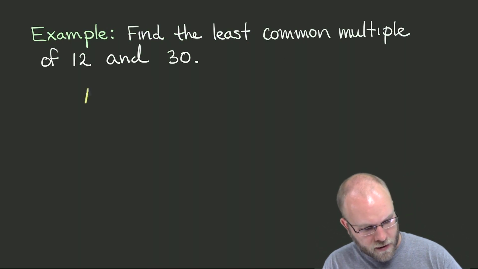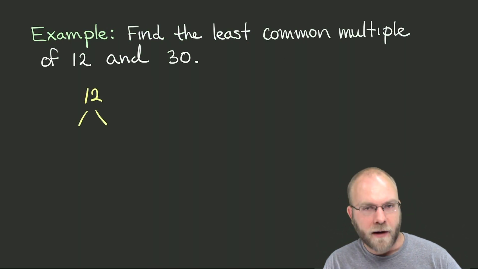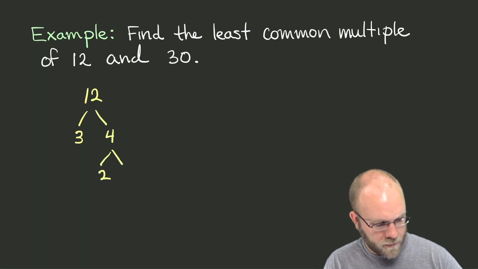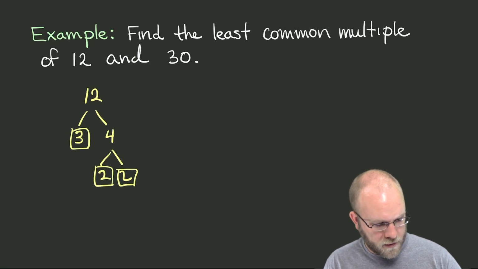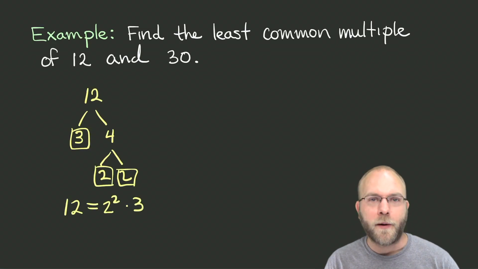The prime factorization of 12. Okay, so we're going to use a factor tree. Write this as 3 times 4, and then 4 is 2 times 2. And so the prime factorization of 12 is 3 times 2 squared, or 2 squared times 3.